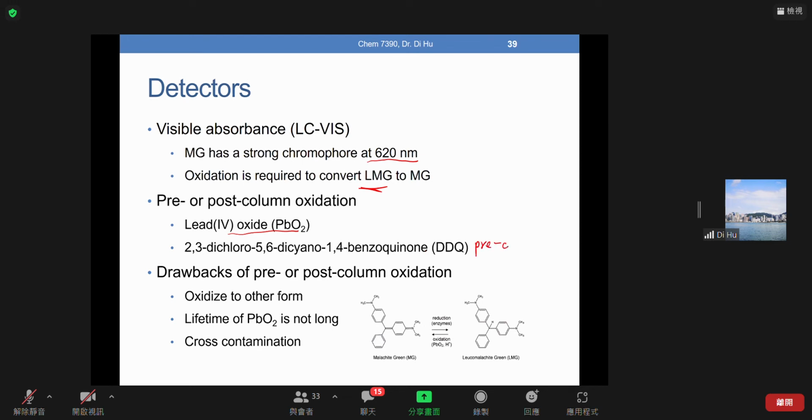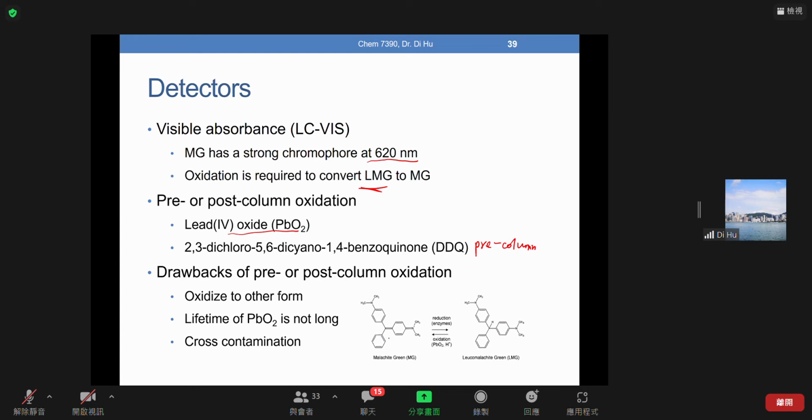Before you do the SPE, you can add a certain amount of DDQ into the sample. After extraction, let it react for 30 minutes, and then the conversion can be done. But I think this is really an extra step, and it causes extra errors, so nowadays people won't do that. Some of the methods and papers just mention it. And lead oxide is for post-column, after separation. You can let the tube pass through the column, and then before it gets detected.